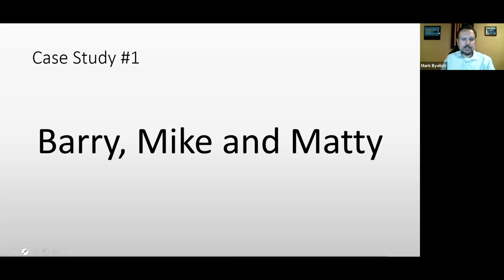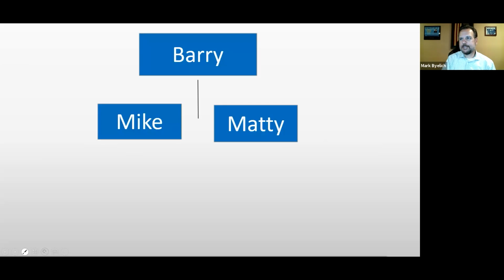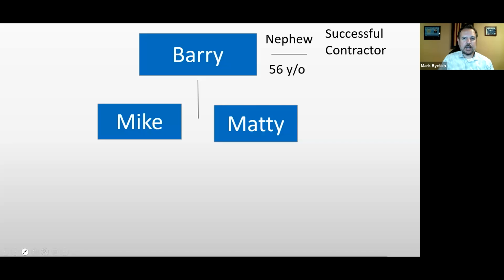So here's our case study. The names have been changed to protect the innocent. Barry, Mike, and Maddie. So the situation is this. Barry's the nephew. He's 56 years old. He's a very, very successful contractor. He did very well for himself, had at least 3 or 4 homes in different areas.